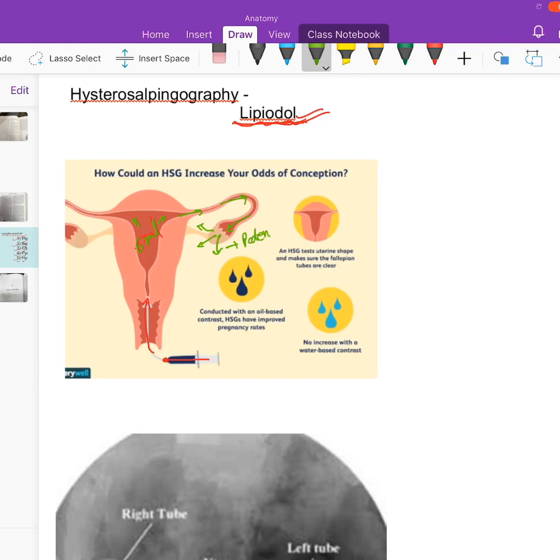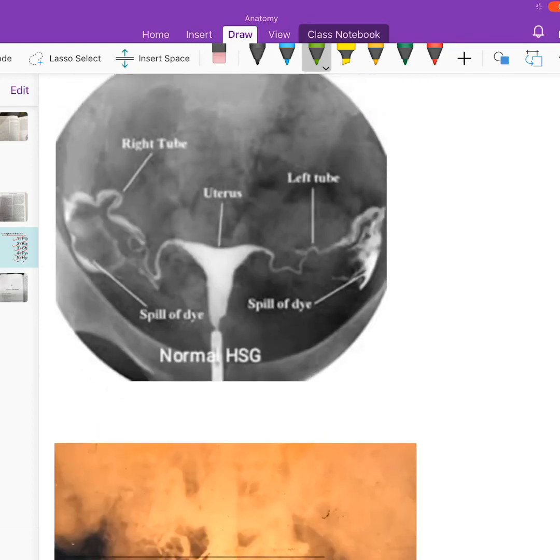In this image you can clearly see this is the uterus and these are the fallopian tubes. Here you can see spill of dye, and this study is useful in case of sterility and to see the patency of the uterine tubes. Now come to the last radiograph.